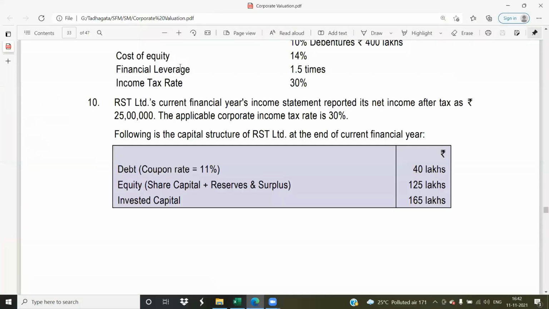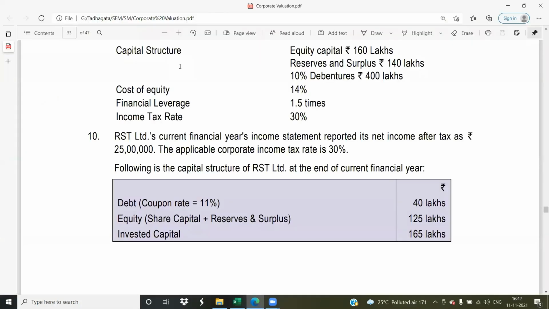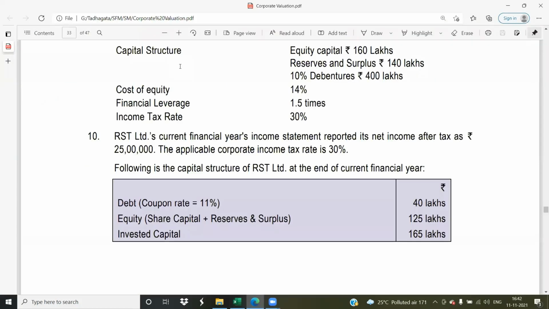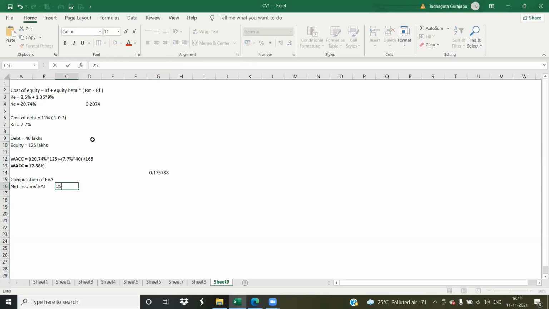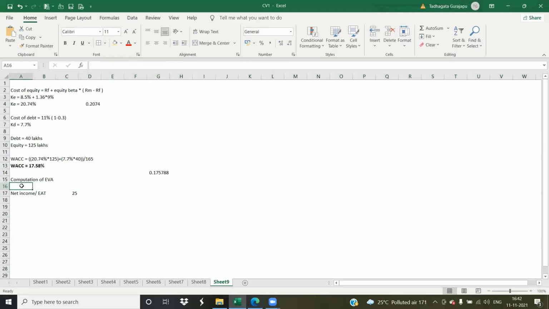Now we have to find out EVA, computation of EVA. This is nothing but NOPAT. Okay, first we'll find out NOPAT. For that, we'll take net income or EAT. What is its value? It is 25 lakhs, right? 25.